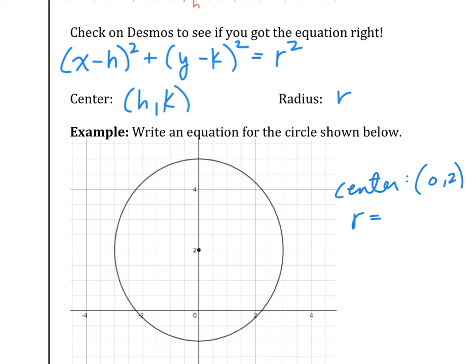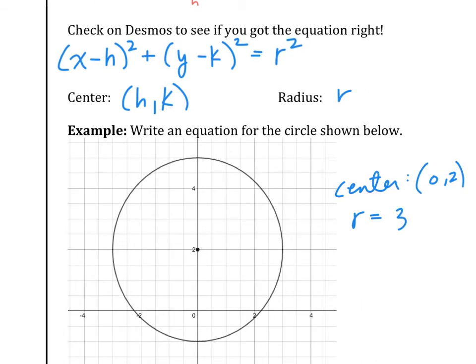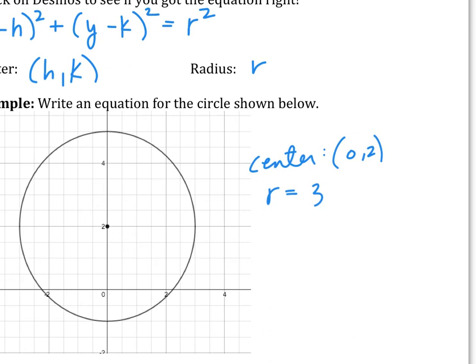Yes, you can try to count. 6? No, R. Oh, look at the numbers, not the grid. Sorry. I should change these graphs later. Sorry about that. 3. So then let's go ahead and write the equation.